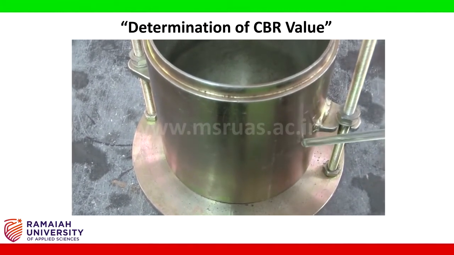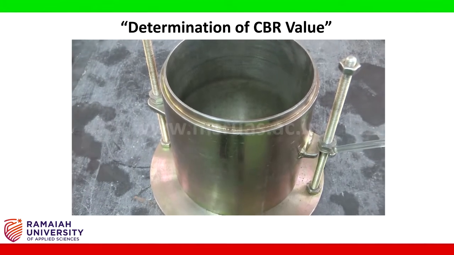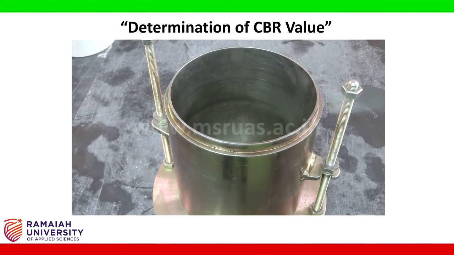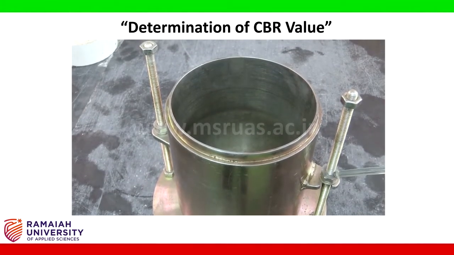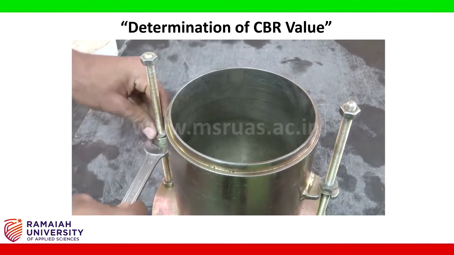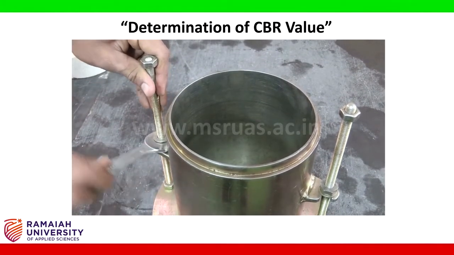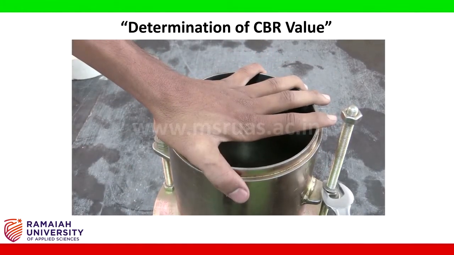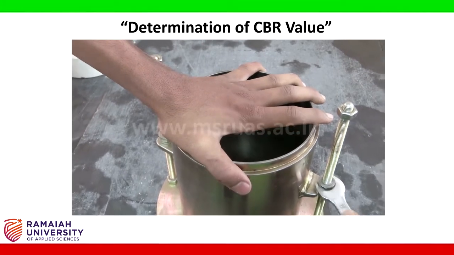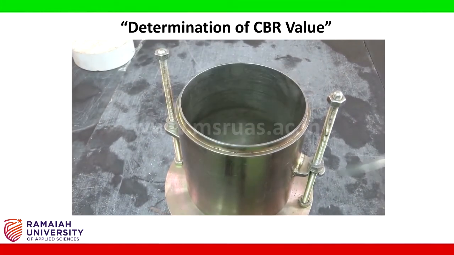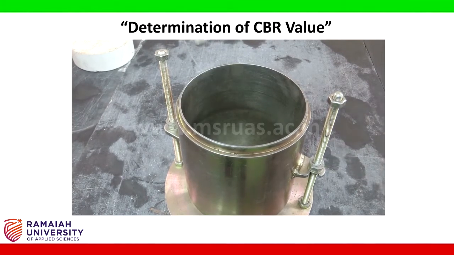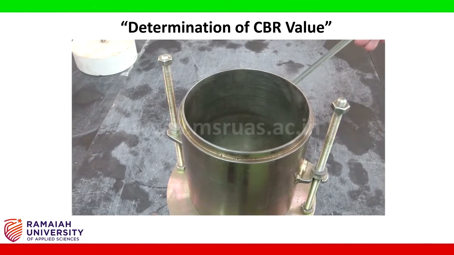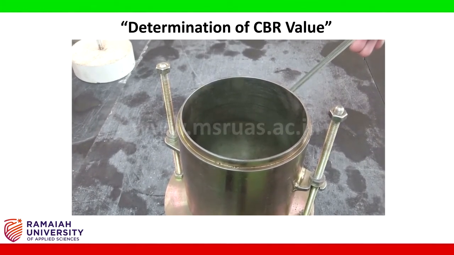Once it is seated properly, we need to tighten the bolts that are provided to fix the mold to the base plate. We can use the spanner to tighten the mold with that of the base plate. Once it is done, we need to fix the collar at the top of this mold, which helps us to accommodate the extra soil that is required during compaction.